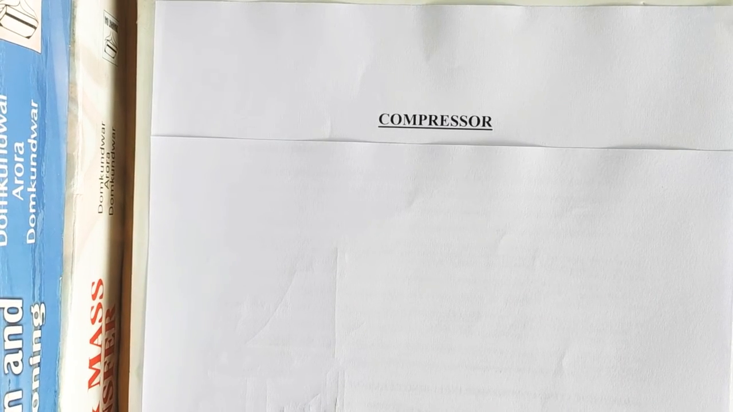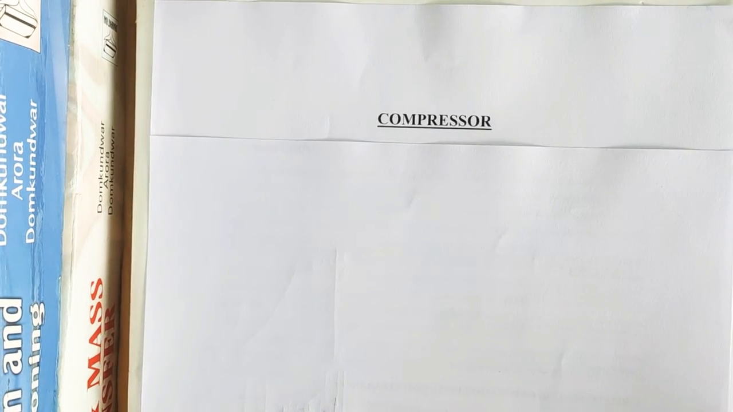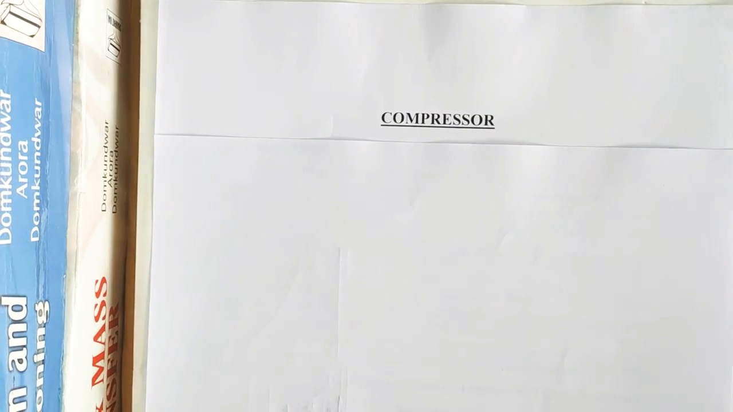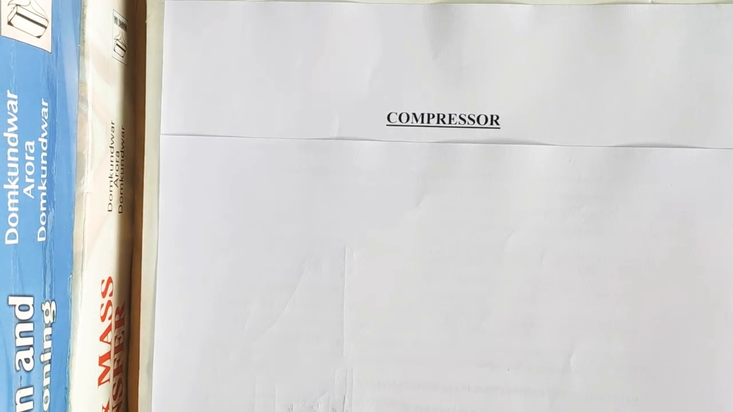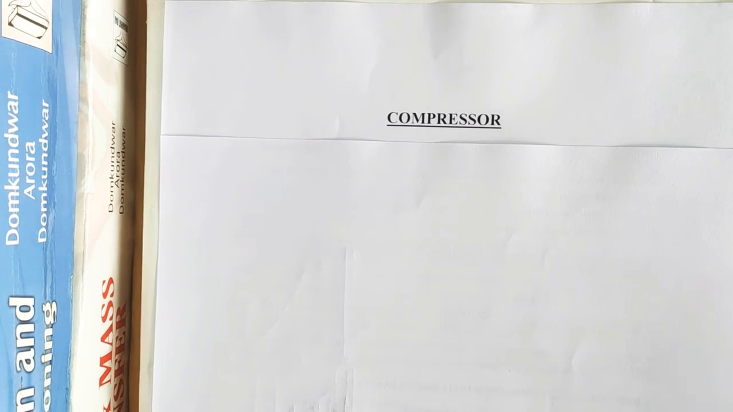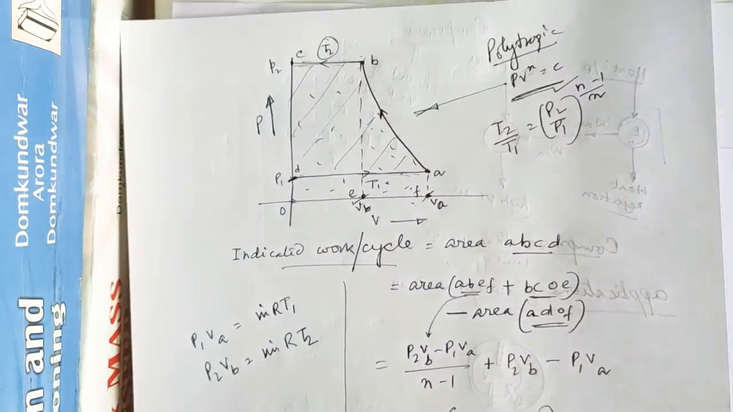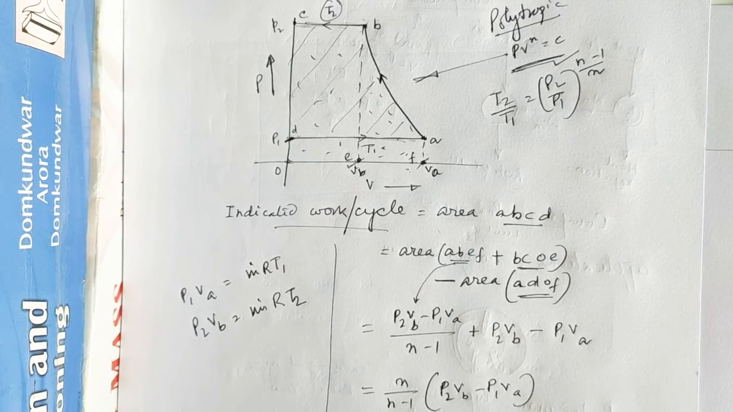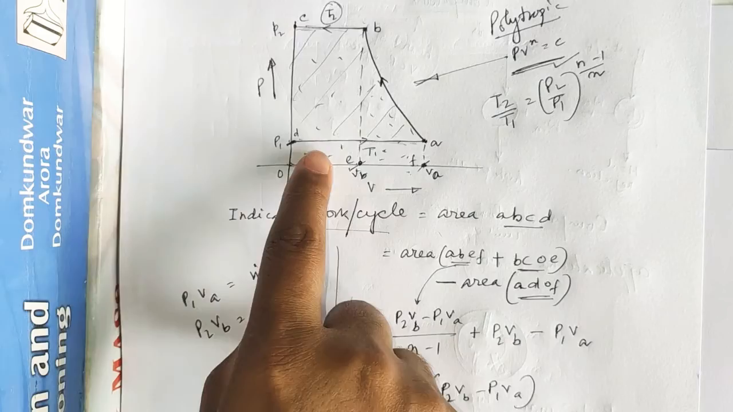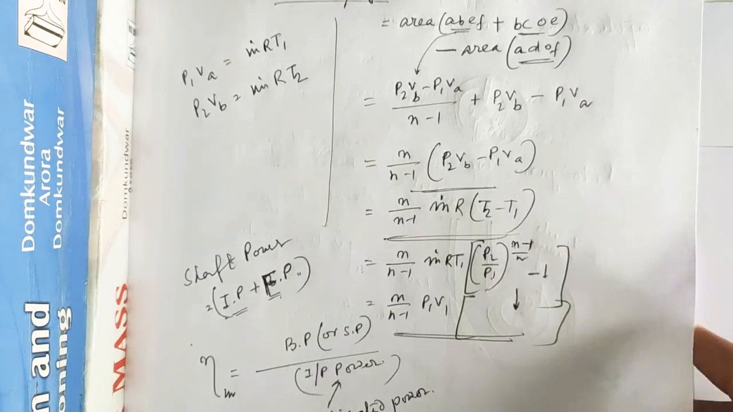What are the classifications of compressor? Where we can use compressed air, that is, the application of compressed air. And the working principle of reciprocating compressor, rotary compressor, and rotor compressor. And in the last class, along with all these things, we also discussed the work done, or indicated work, for a reciprocating compressor without clearance. This one was the PV diagram for calculating indicated work without clearance, and the final expression was this one.